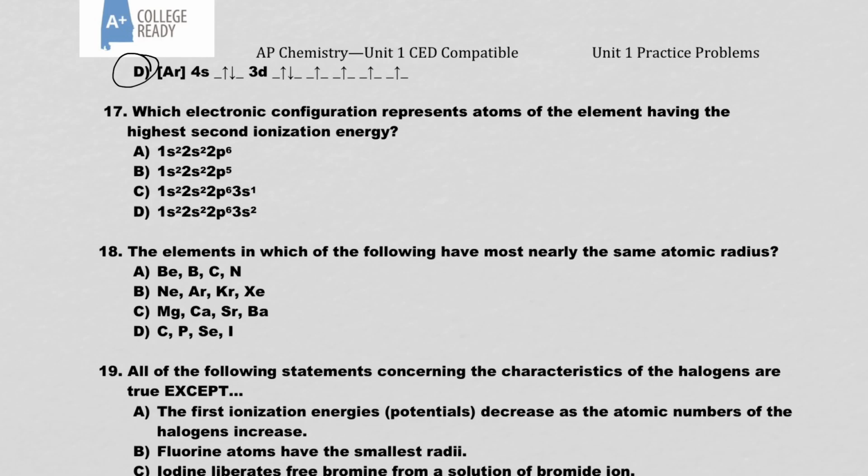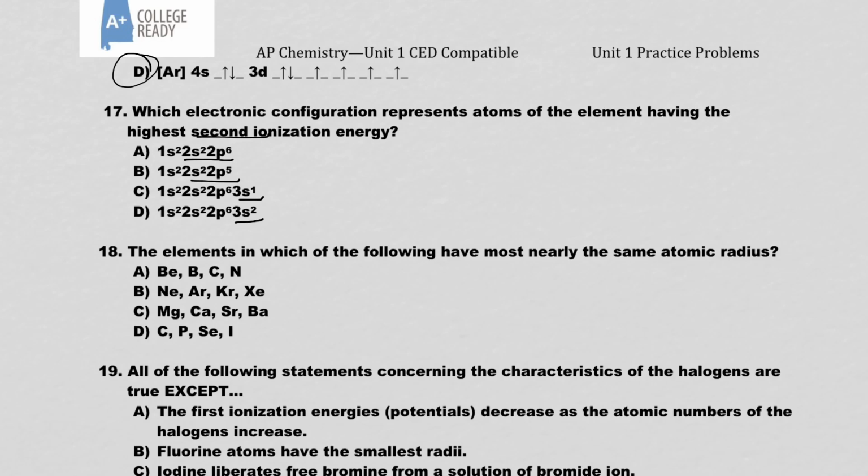All right, for 17, which electronic configuration represents atoms of the element having the highest second ionization energy? So that's a lot to consider. All right, so remember, the first ionization energy is the energy it would take to remove the first electron from an atom. Second ionization energy is to remove a second electron after the first one's removed. So if I look at just what elements these are, notice these valence. Here are valence, valence, valence, valence. What I'm looking for is, after the first valence is removed, the second electron that would be removed needs to come from a lower energy level, like a completely new level, because that's going to take a lot of energy.